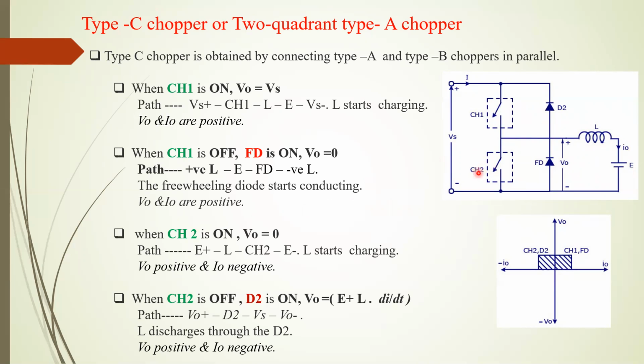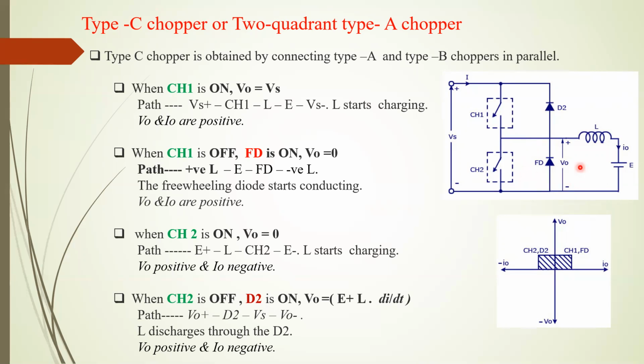Now we go for the second stage, that is the second mode of operation, when chopper 2 is on and off. When chopper 2 is on, what happens? Let us see. When chopper 2 is on, the supply voltage doesn't apply to the circuit. Here E drives the circuit. As we see in the type B, E drives the current, which flows through L, L to chopper, chopper to E. This is the path of the current.